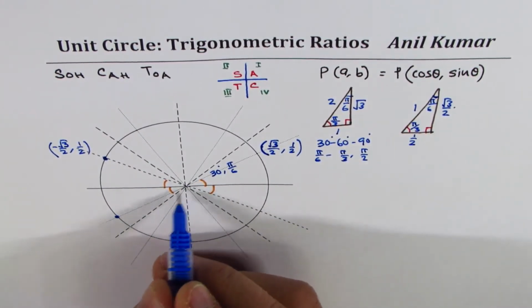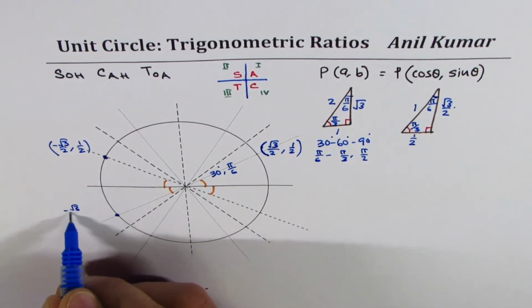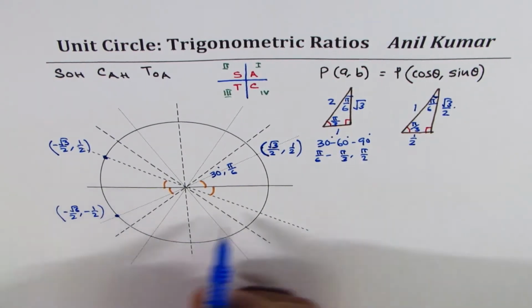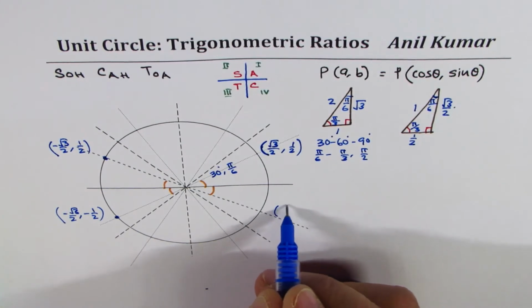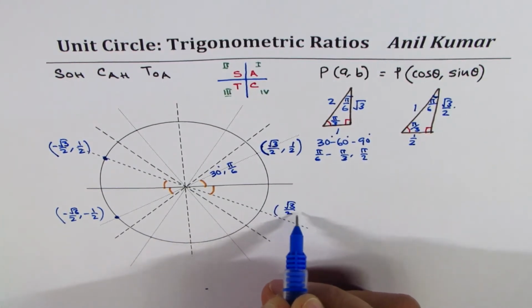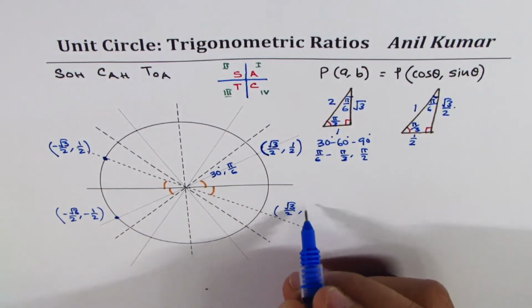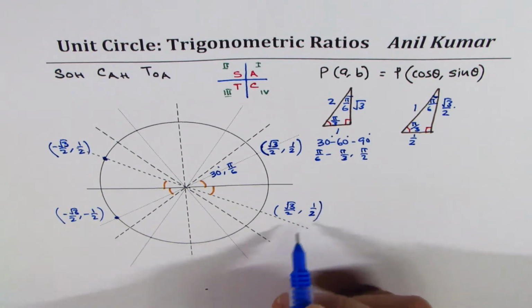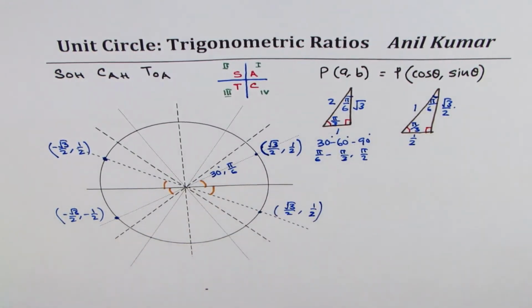Here you see both are negative. So we'll write this as minus square root 3 over 2 and minus half. Does it make sense to you? Here the x value is positive, so we have square root 3 over 2. The cosine is positive, right? Cos rules, cosine is positive. And then the sine value is 1 over 2. So we have got 4 of the points using one of the special triangles. Does it make sense to you?